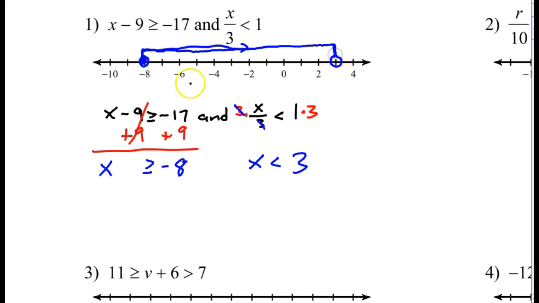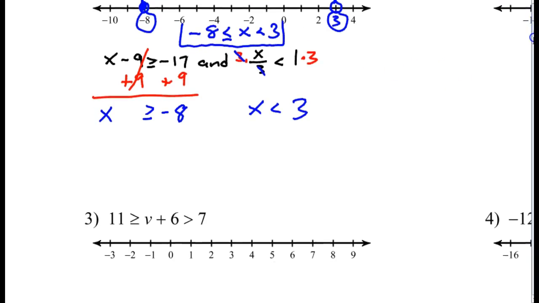Connected graphs. And then the way you write your final answer is you take the number on the left, the number on the right, which is 3, and you can write negative 8 is less than x is less than 3. I guess this should be less than or equal to. This is less than or equal to. So this statement right here means the same thing as the graph. All the numbers between negative 8 and 3. So that's the last thing you want to write. All the answers written this way.